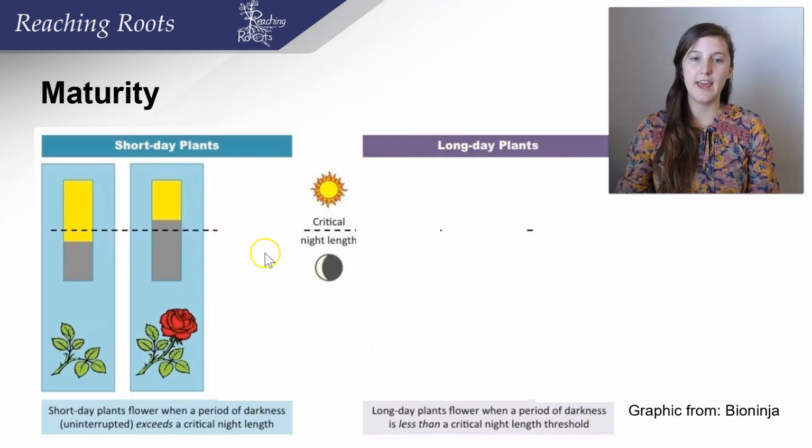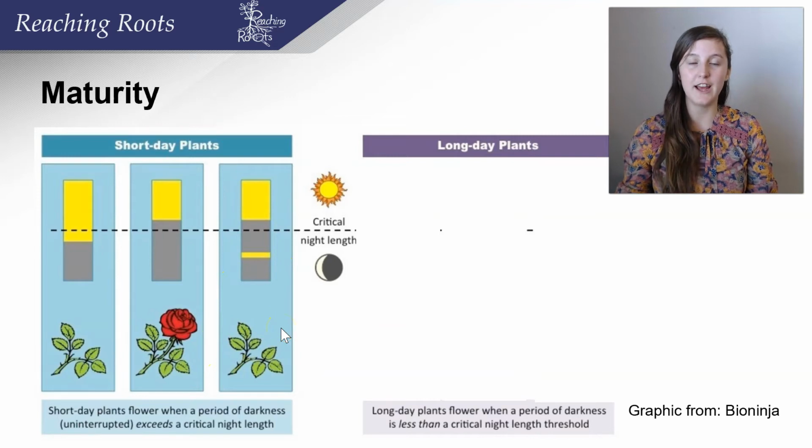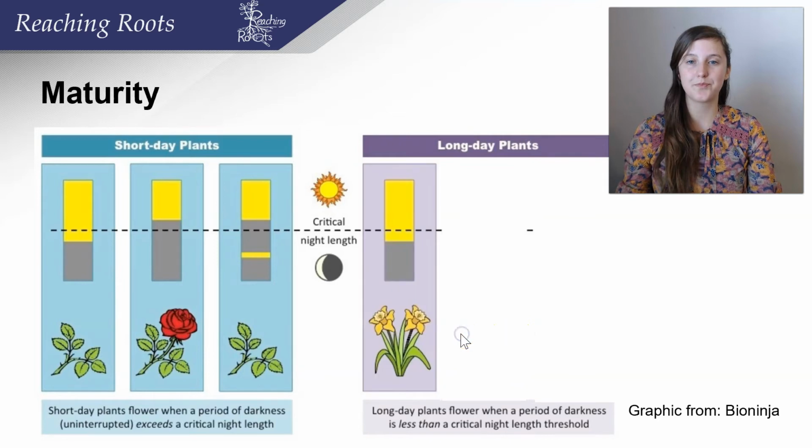What happens if that long night is interrupted by, say, a couple hours of light? That plant will not flower. So you can see that even just a little bit of light during the night will ruin the ability of that plant to flower. This is really important when you're managing a greenhouse that you don't have the lights come on too long. Now let's talk about long day plants.